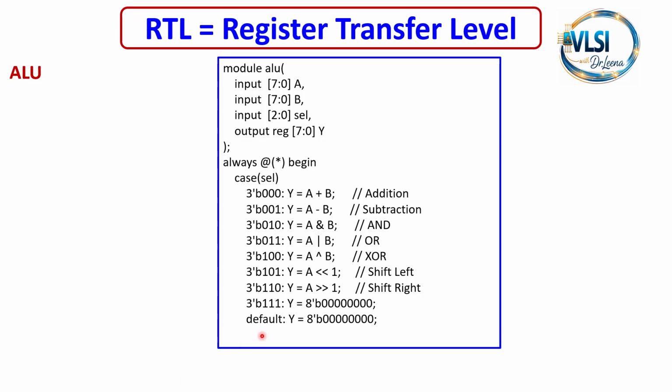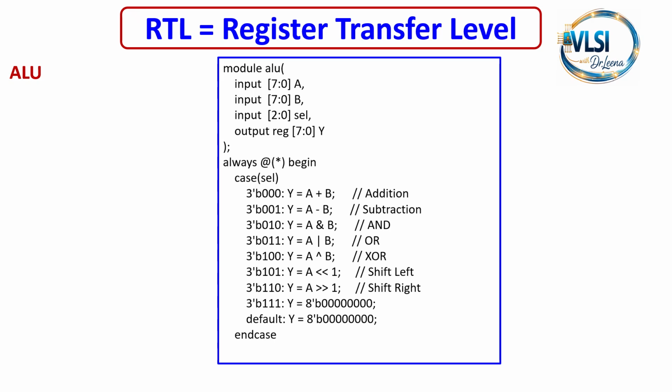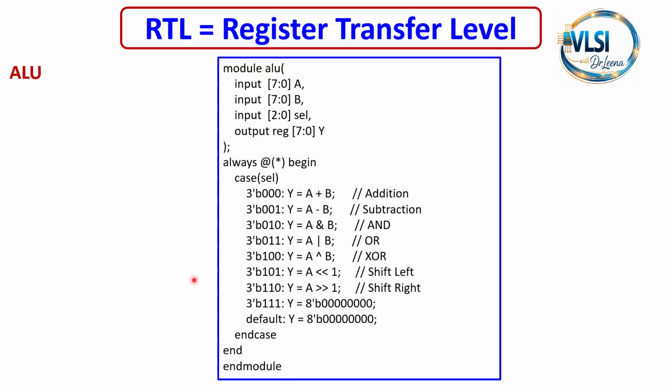The next one is the default case. If sel gets an unexpected value, the output will be 0. So here the ALU takes two inputs A and B, uses sel as a control signal, performs different arithmetic or logic operations and sends the result to Y. After performing the operation, we are ending the case, then ending the always block and ending the module. So this is the RTL code of the arithmetic and logic unit.